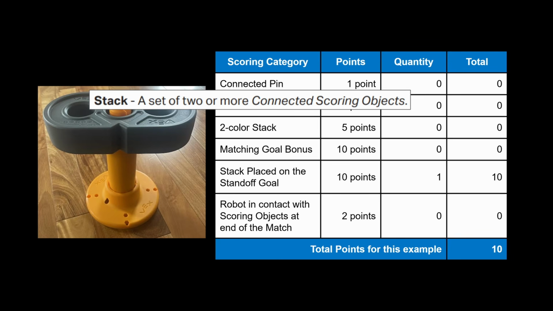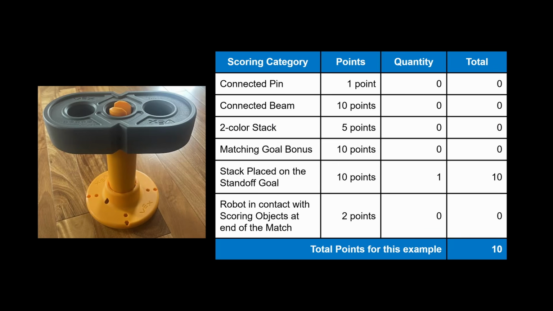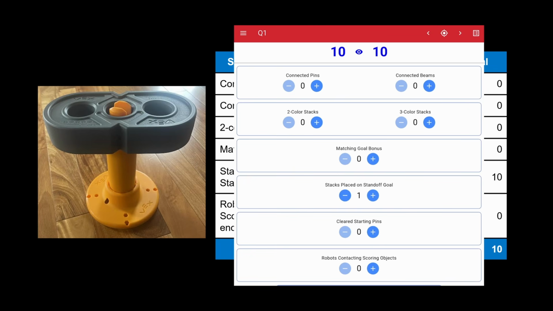That's true. A stack is a set of two or more connected scoring objects. Connected is the important word because SC3 defines what it means to be connected. And SC3C talks about how a beam is connected. So a beam is connected if it is fully nested to one or more connected pins or the standoff goal. So this beam is fully nested with the standoff goal, therefore it is considered a connected stack. And so it gets the 10-point bonus for being placed on the standoff goal. And here's what it looks like in the scoring tablet.